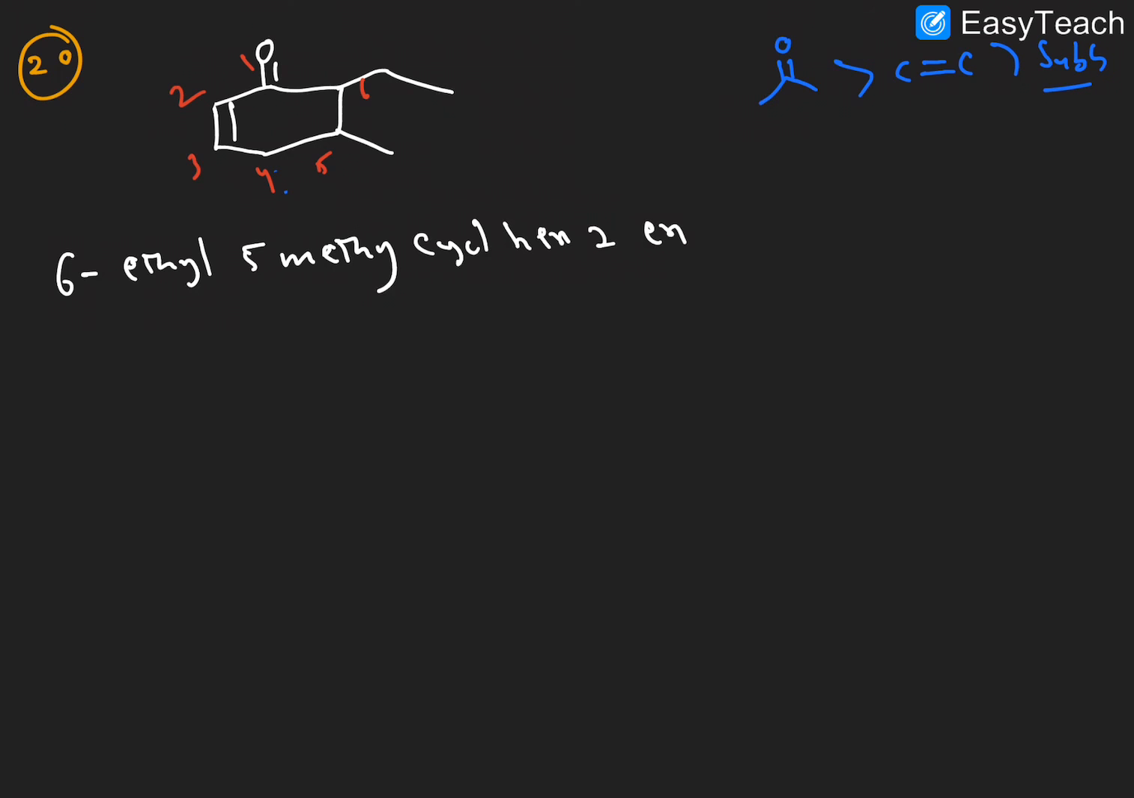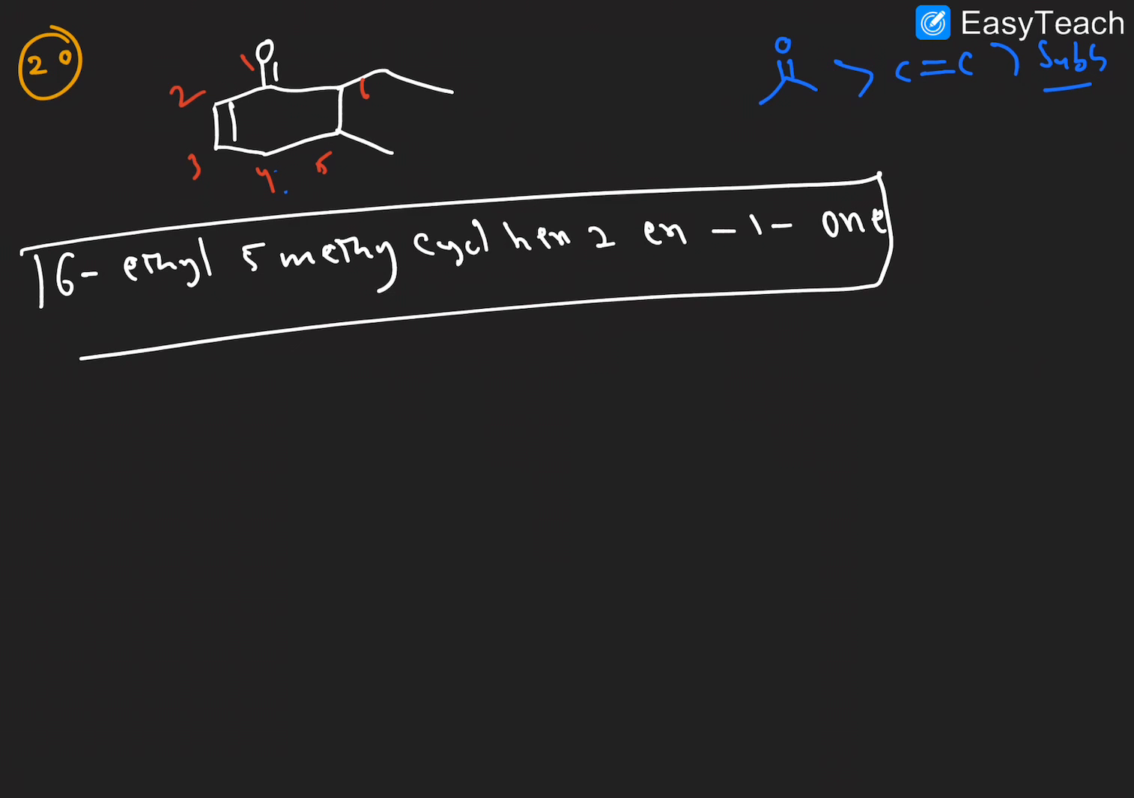So which place is it present? Second place, that is 2-ene. So that ene is replaced by the functional group. So which place is that functional group? One place, so 1-one. So this is the name of this compound.